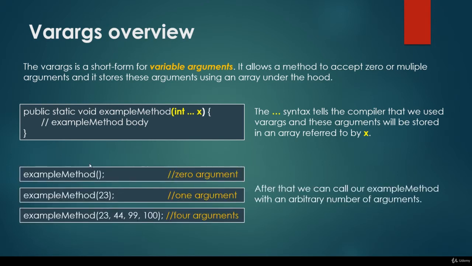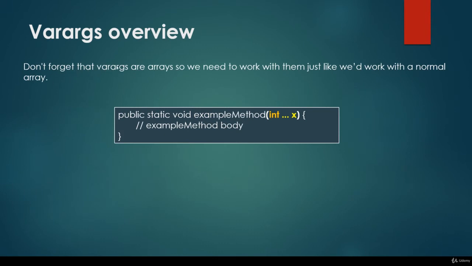We can call the example method with no arguments at all. We can call the example method with a single argument. We can call the example method with 4 values. So because of the 3 dots, or variable arguments, we can call our example method with an arbitrary number of arguments. Don't forget that Varargs are arrays, so we need to work with them just like we would work with a normal array.